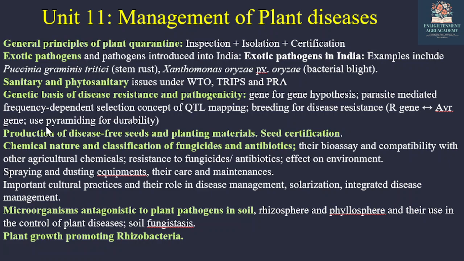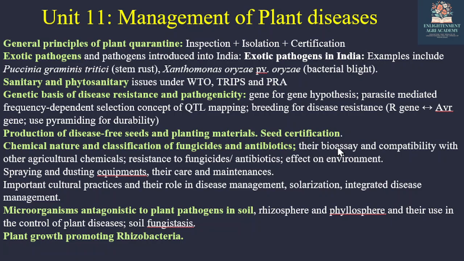Then the chemical nature and classification of fungicides and antibiotics, how they are classified on the basis of systemic fungicides, contact fungicides, and antibiotics like penicillin and some others. Then their bio-compatibility with other agricultural chemicals, resistance to fungicides and antibiotics, or effect on the environment. Spraying and dusting equipment, their care and maintenance, how they are maintained, how to spray and dust. So this one is important.